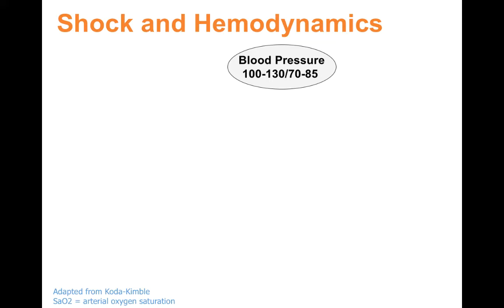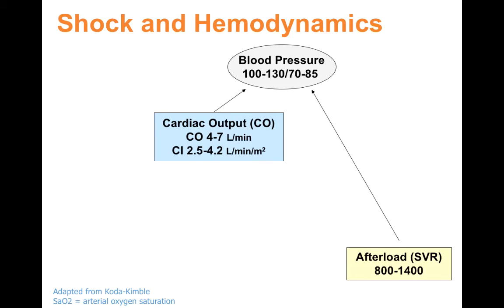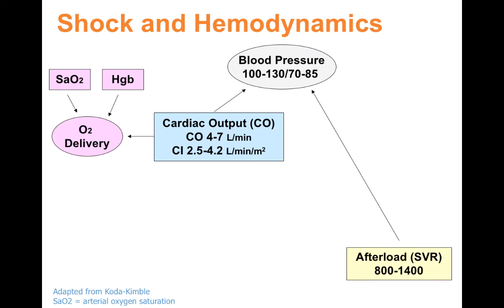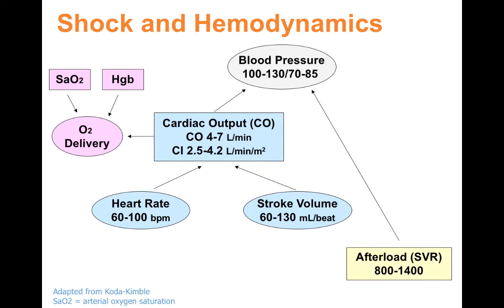So how are all these hemodynamic numbers related? Remember, we're talking about patients with shock who typically have low blood pressure. What determines blood pressure? It's your afterload, or your systemic vascular resistance. Again, how much resistance does the heart have to pump against? The other factor is your cardiac output. If either one of these is low, it can make your blood pressure low. Cardiac output is a factor for oxygen delivery to your tissues, as well as how much hemoglobin you have and your arterial oxygen saturation. Cardiac output itself is also defined by several factors: your heart rate, so how fast your heart is beating, and the stroke volume, how much volume in milliliters is put out with each beat.